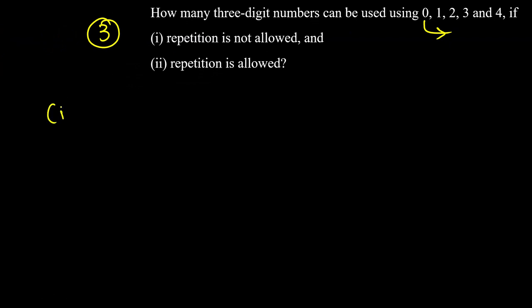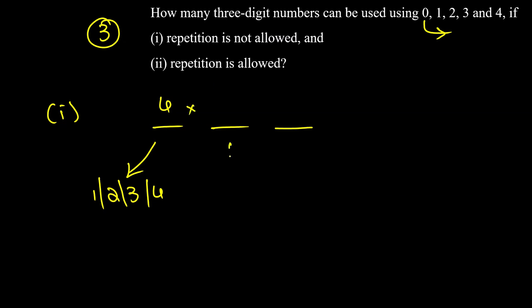So first, 3 slots are there. This slot can be filled in 4 ways. Why? 1 or 2 or 3 or 4 only are allowed. 0 not allowed, so 4 ways. Okay. Now among the remaining 2 slots, it's your wish. Fill the middle one or the right one, I don't have any worry. 4 into. Now how many ways for this one?